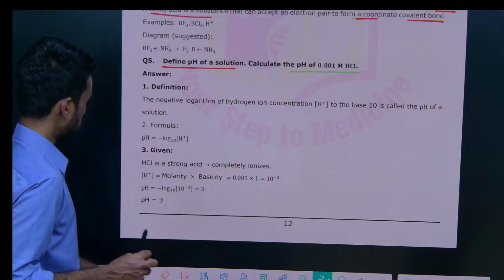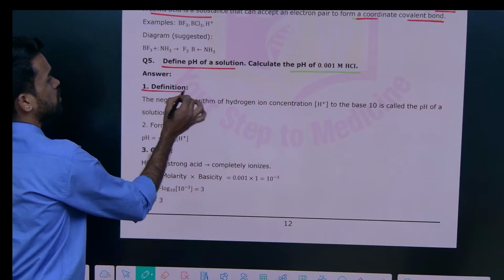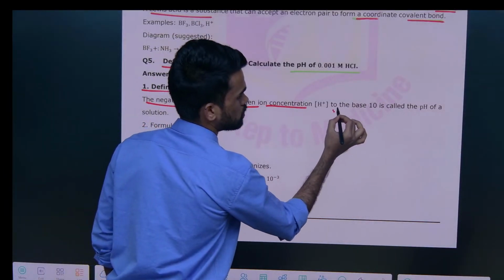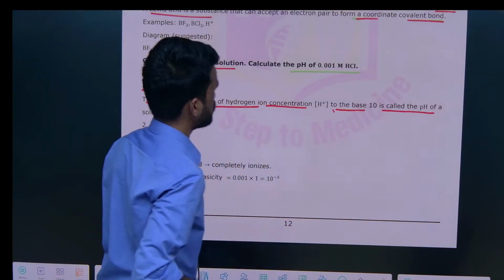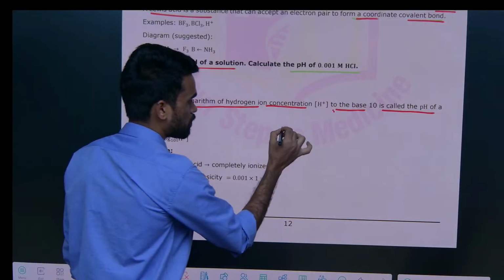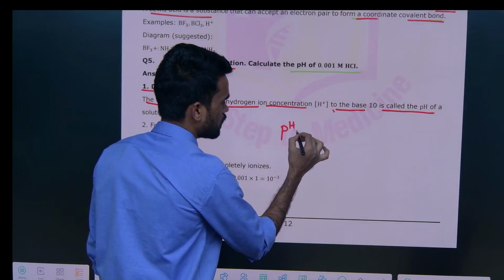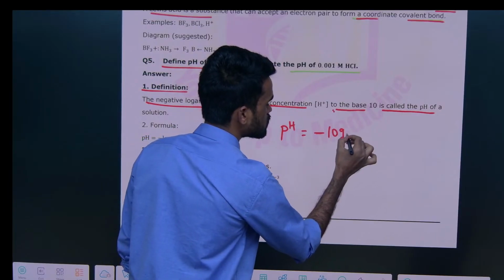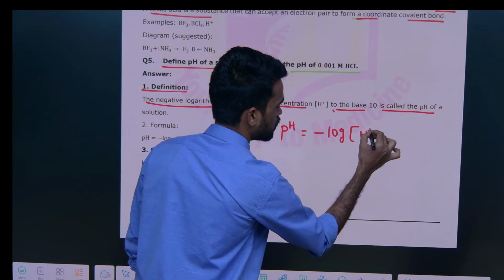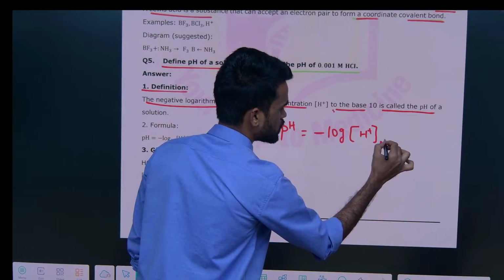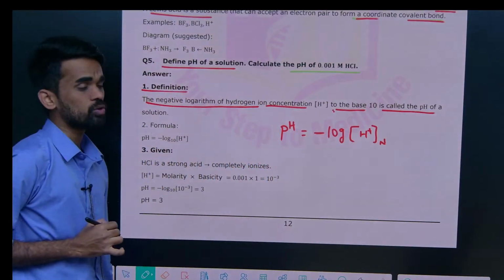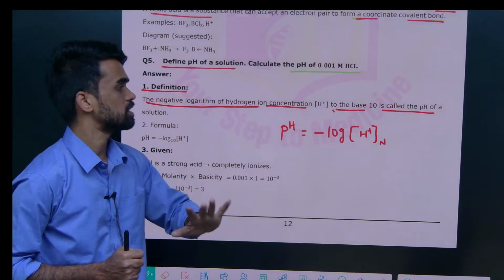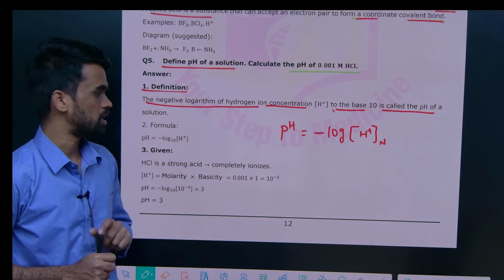What is the definition of pH? The negative logarithm of H plus ion concentration to the base 10 is called the pH of a solution. So it's simple: pH is equal to negative log of the concentration of H plus ion. This H plus ion concentration should be expressed in normalities. That's it. The negative logarithm of the concentration of H plus ion is the pH of that solution.